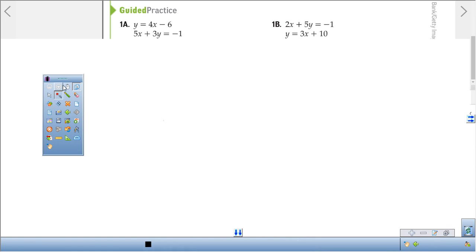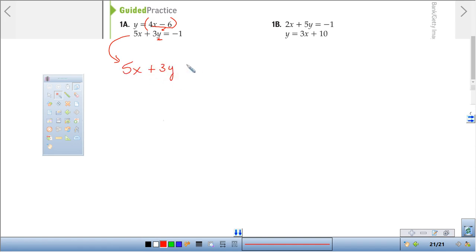Okay, copy it down, get it done. Now I'll tell you this much. What I see is that y is equal to all of this. And you see y right here? I'm going to plug all of this in for that y. So I'm going to rewrite the bottom one: 5x plus 3 times y.